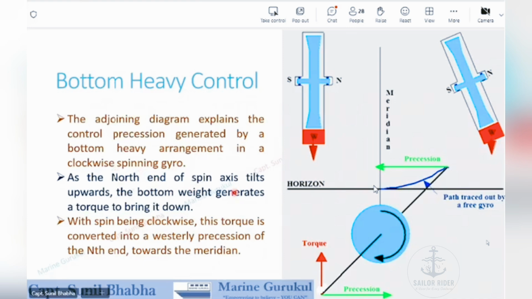As the north end of the spin axis tilts upwards, the bottom weight generates a torque to bring it down. With the spin being clockwise, this torque is converted into a westerly precession of the north end, taking it back towards the meridian. So irrespective of whether we have an anti-clockwise spinning gyro with a top heavy arrangement or a clockwise spinning gyro with a bottom heavy arrangement, in both the cases, similar effect can be generated.